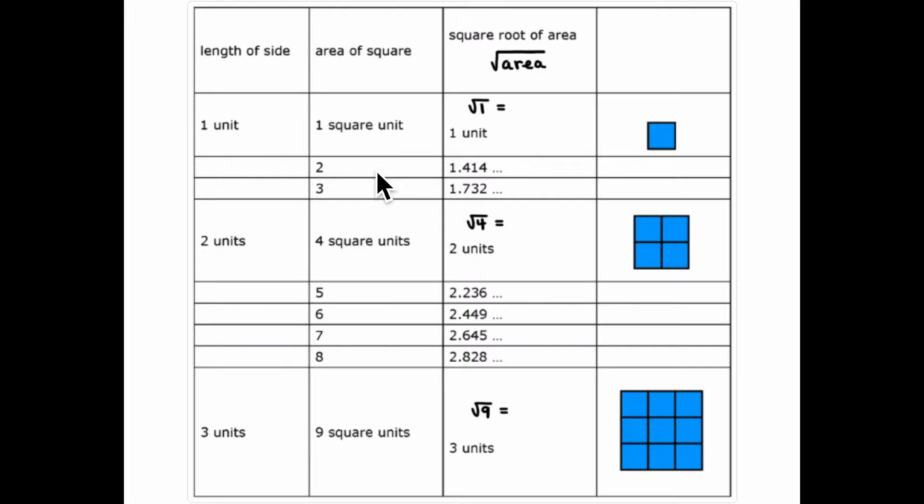So once again, the square root of 2 is approximately this value. The square root of 3 is approximately this value, both of them between 1 and 2 units long. The square root of 5 is 2 point something. Square root of 6 is 2 point something, a little bit larger. 7, 2 point something, a little bit larger. 8, 2 point something, a little bit larger, until we get to 3 units, which has an area of 9 square units. Now we're going to focus on the square root of 2 right here, and we're going to get an answer that is very close to 1.414, and this number, just like pi, continues on forever and ever.